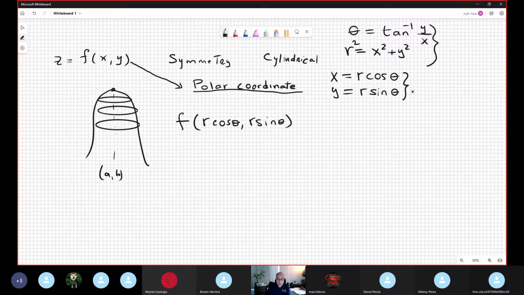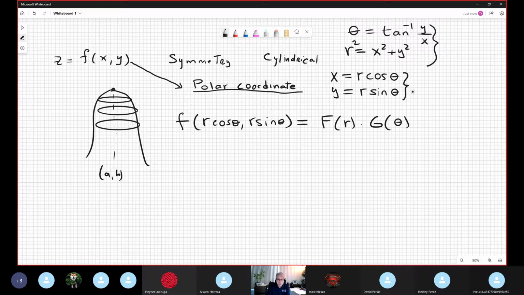If algebraically, when you are doing that substitution, you can separate. Not always possible, but sometimes it's possible. So you separate variables. So suppose that I have capital F depending only on r, and multiplication capital G depending only on theta.